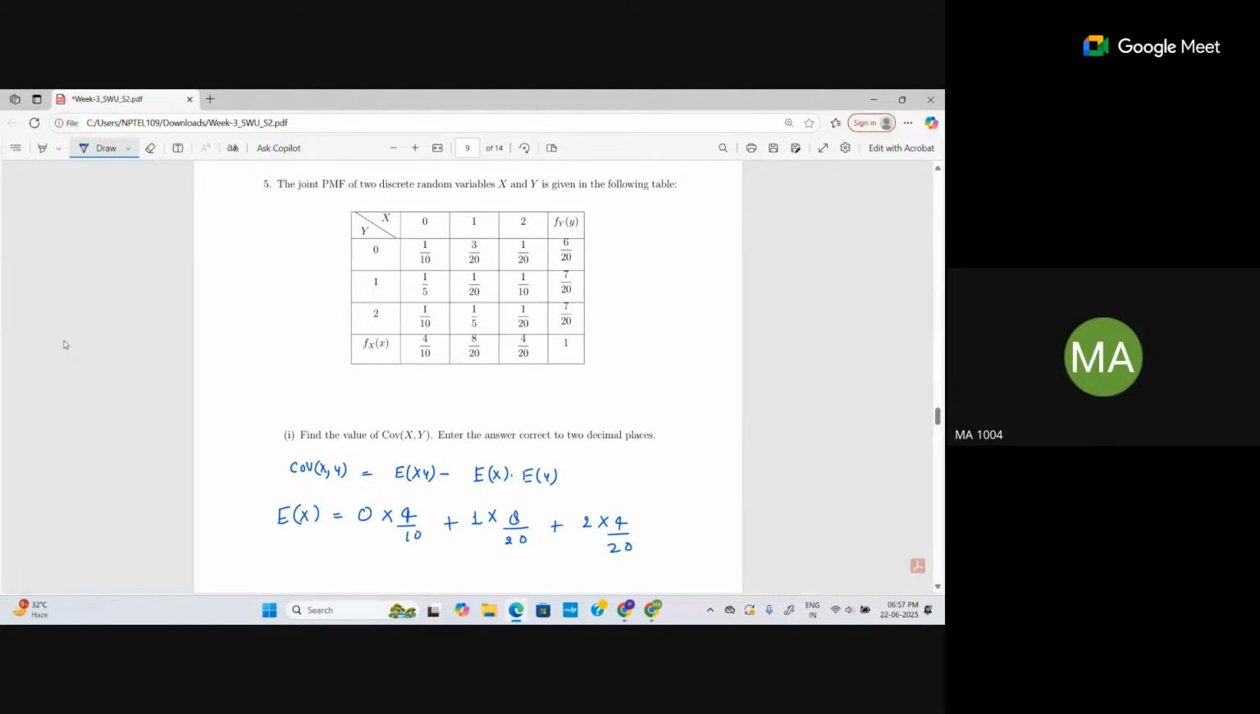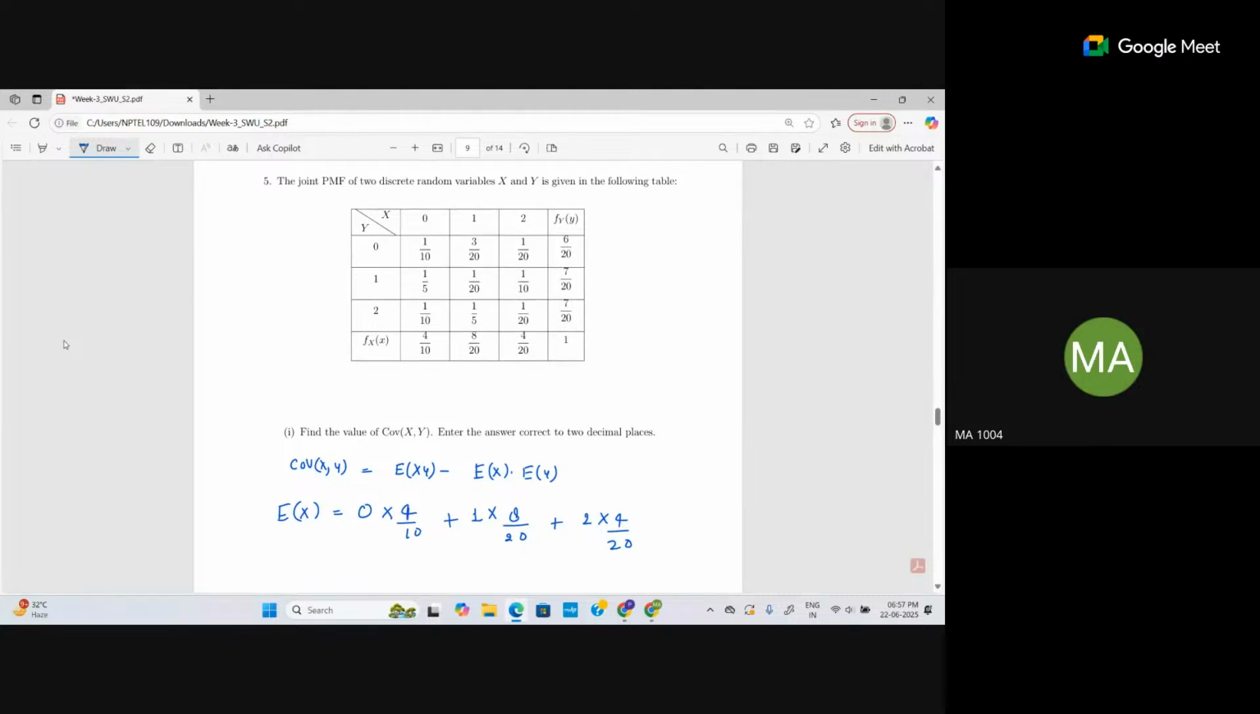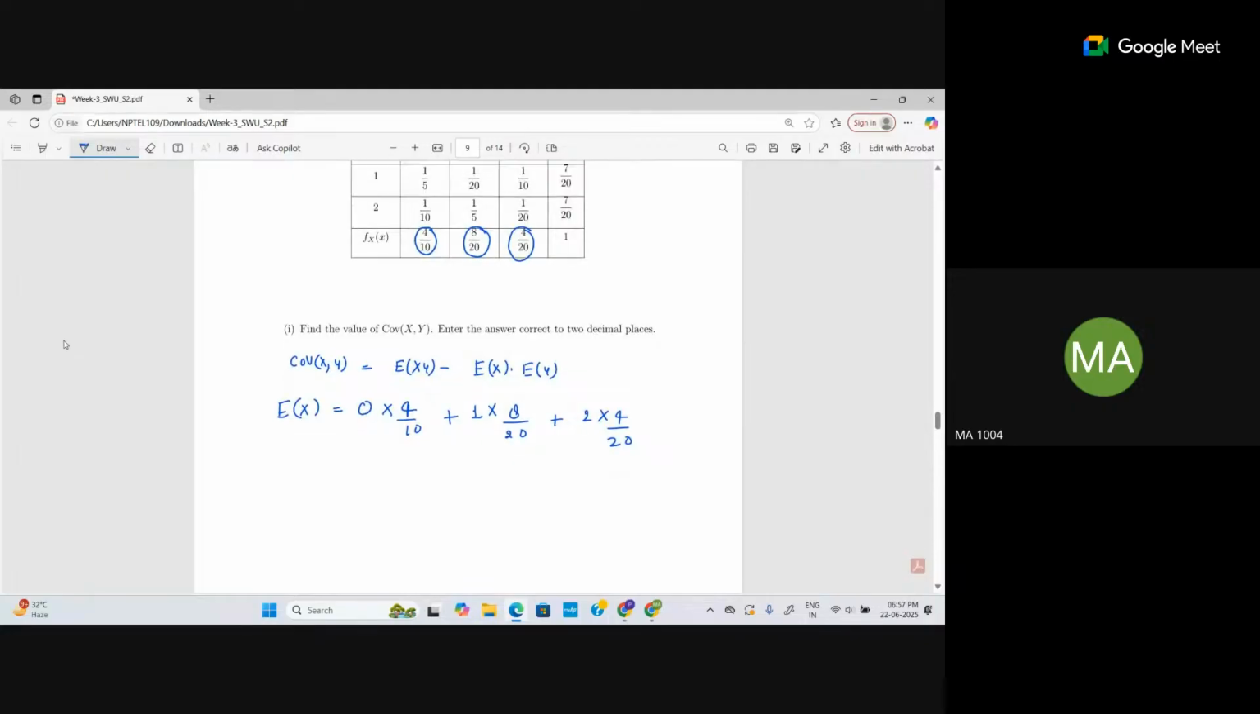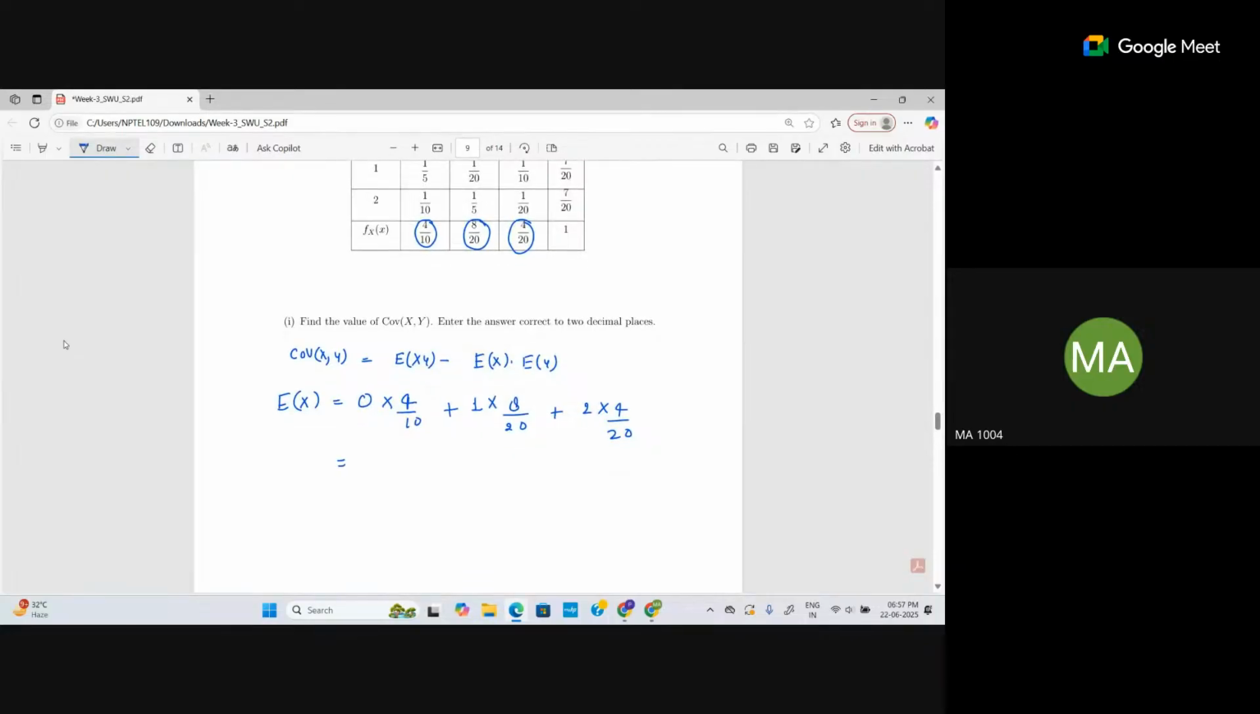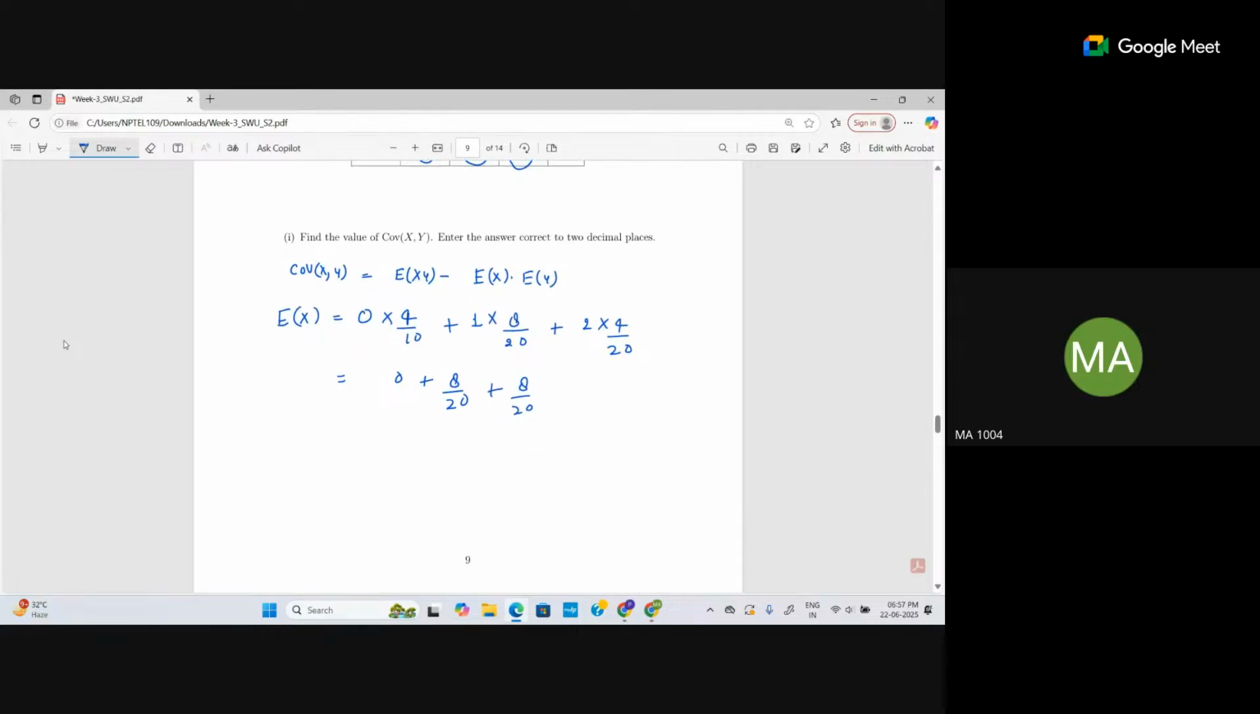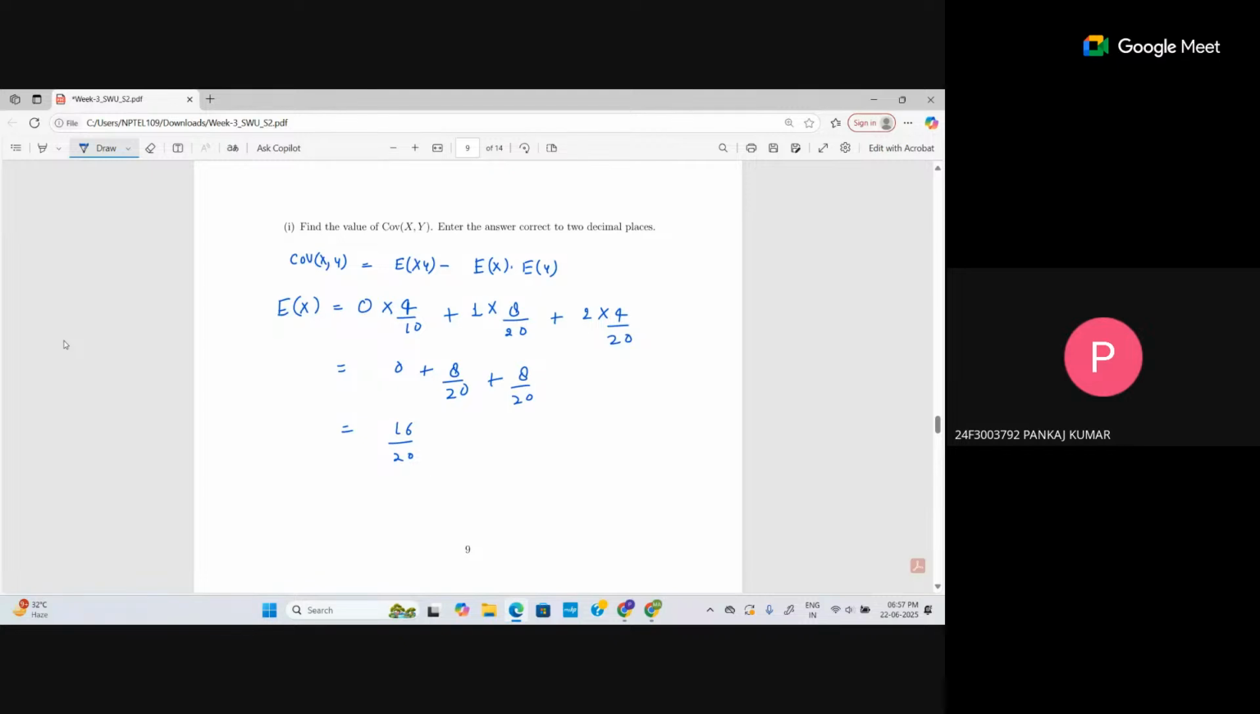Yes. So from the table you can see that values taken by x are 0, 1 and 2, and the corresponding probabilities will be 4 by 10, 8 by 20 and 4 by 20. So this is how you can find the value of expectation of x. So this will become 0 plus 8 by 20 plus 8 by 20, which is 16 by 20. The total is 0.8.